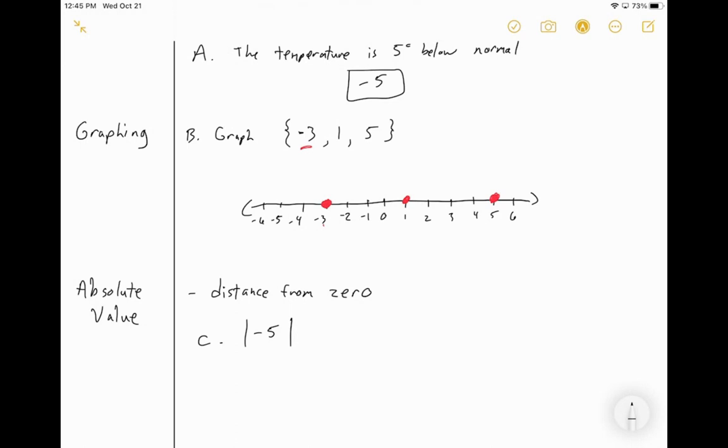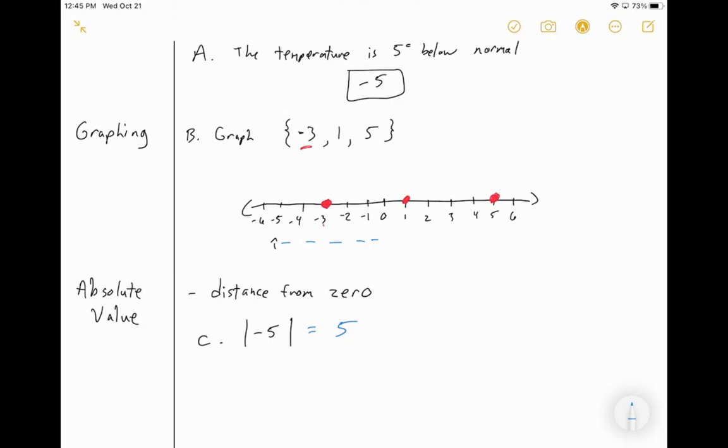So the question is, how far is -5 from 0? Right? If I was at -5, if I was here, how far would I be from 0? Well, I'd be 5 steps away, right? 1 step, 2 steps, 3 steps, 4 steps, 5 steps. So I am at 5. Does that make sense? The absolute value of -5, the distance that -5 is from 0, is 5.